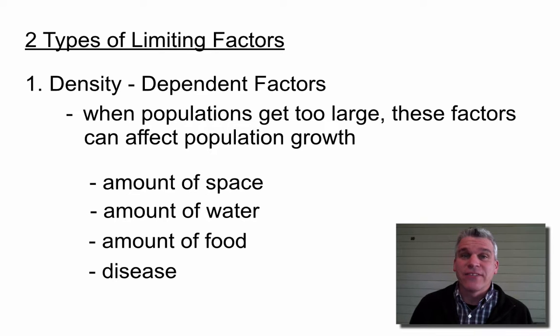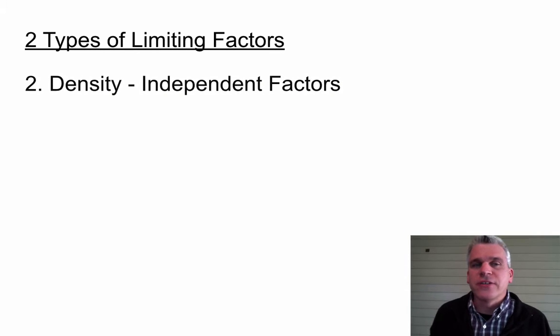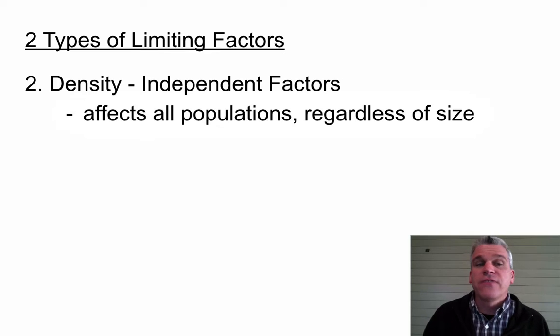Also, disease can affect population sizes, especially in the larger population. A disease can spread a lot faster in a large population than it can in a smaller population. Our second type of limiting factor is a density-independent factor. And in this type, these factors can affect any size population. It doesn't matter whether it's really big or really small.